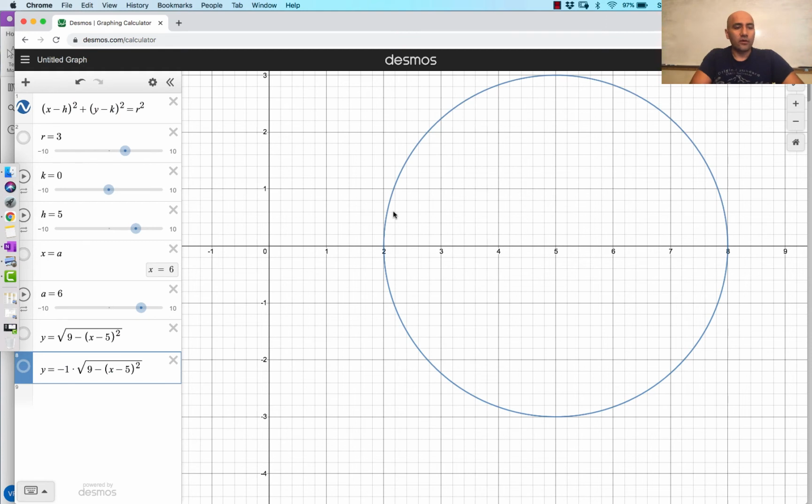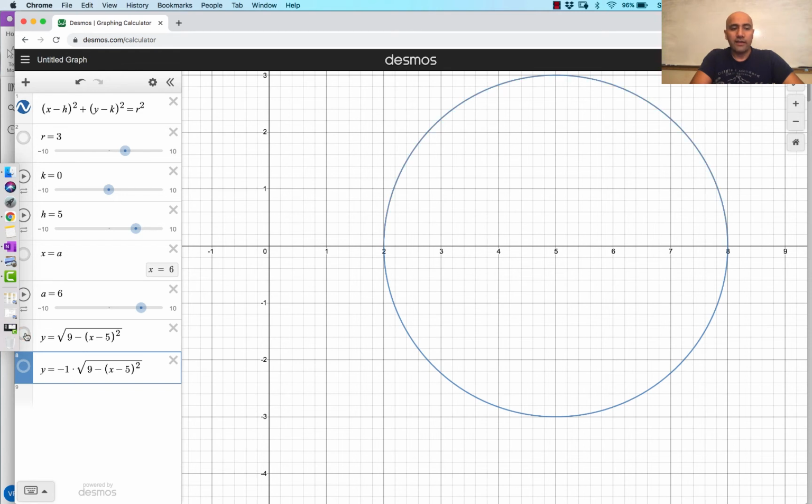Okay, so we're back to our circle. Here's a circle centered at (5, 0) with radius 3. And this blue one is using this general formula over here. But now if we break it down this way and type in y equals the square root of 9 minus (x minus 5) squared, we would graph just the top part, which is that orange part.